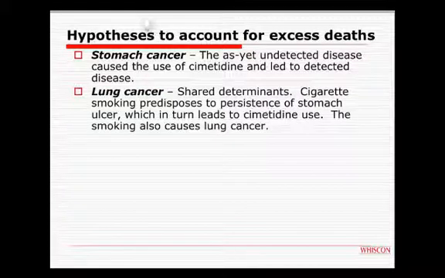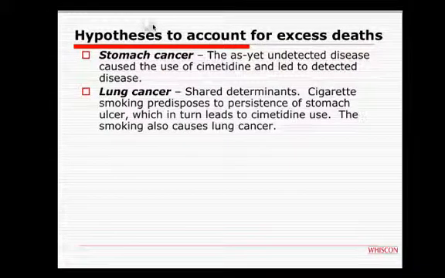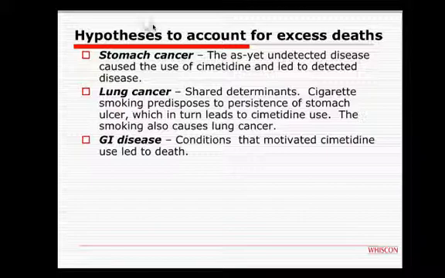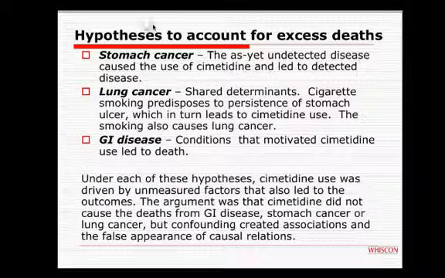They suggested that lung cancer was occurring because there were shared determinants of the lung cancer cases and the use of cimetidine, the cimetidine users having an excess of smokers. For the gastrointestinal disease, they simply suggested that in general, conditions that might motivate cimetidine use might lead to death eventually and be identified as such.